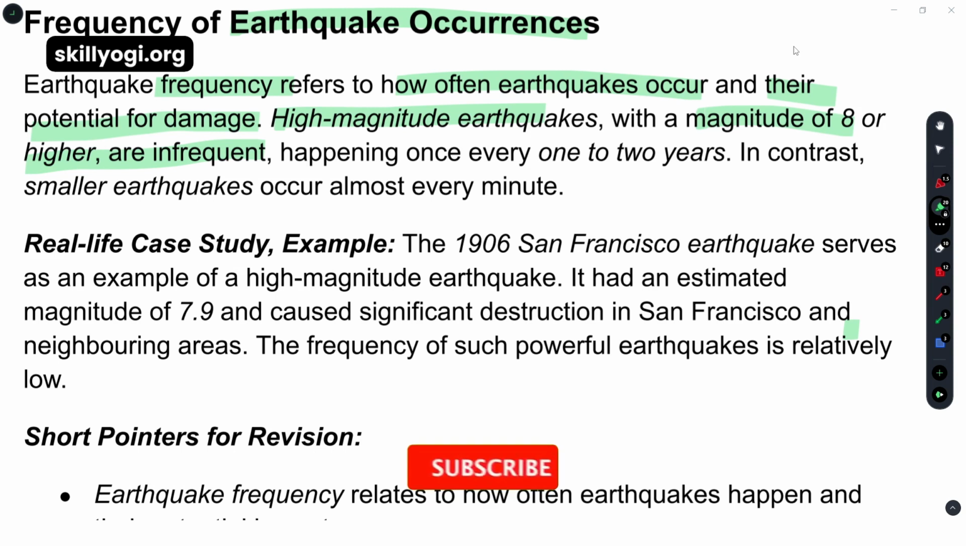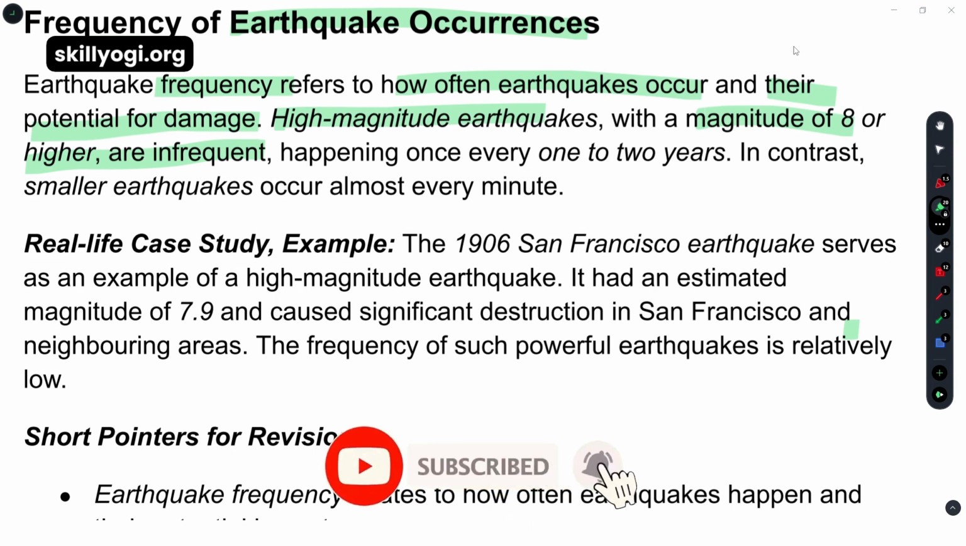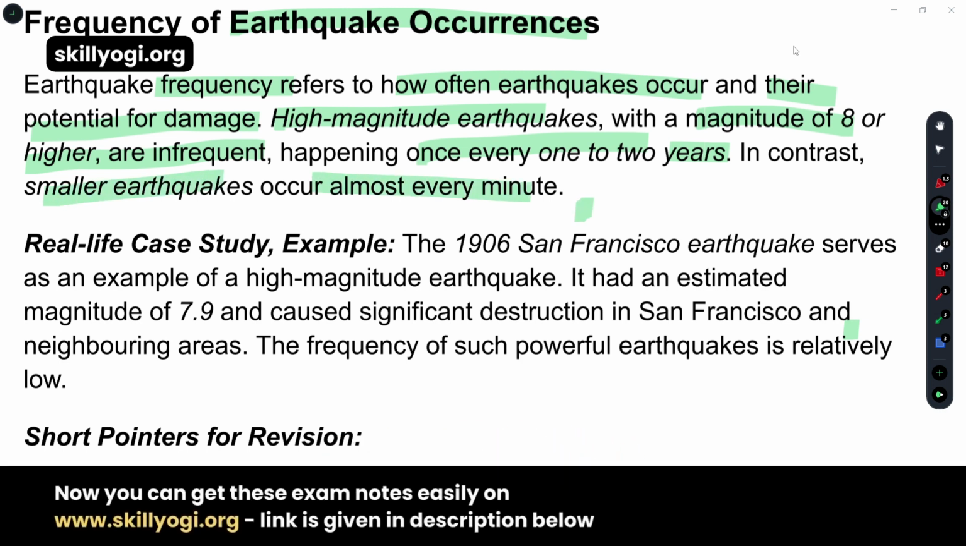High magnitude earthquakes, with a magnitude of 8 or higher, are infrequent. That means they are very rare, happening once every 1 to 2 years. In contrast, smaller earthquakes occur almost every minute. That means the movements of the plates we cannot feel, but they are happening every minute in our life.